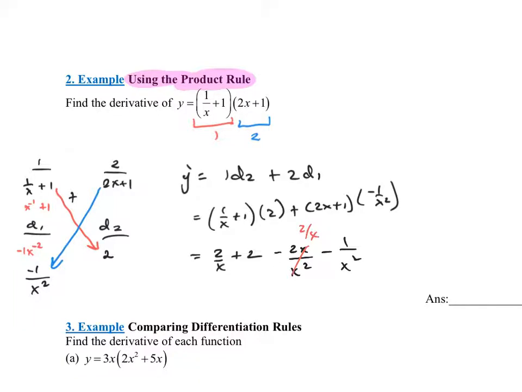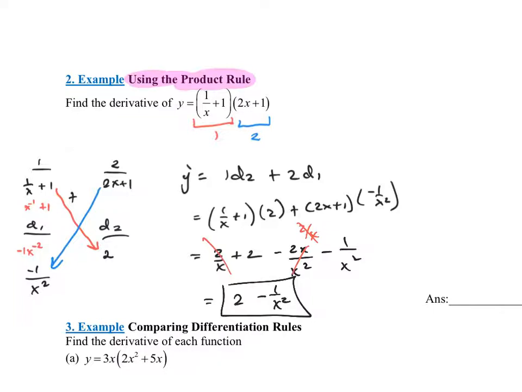And then if you notice, I have a 2 over x minus a 2 over x, so those two things are actually going to cancel now. So it looks to me like I'm left with 2 minus 1 over x squared. I'd be perfectly happy with this on the test. That's the final answer to me.